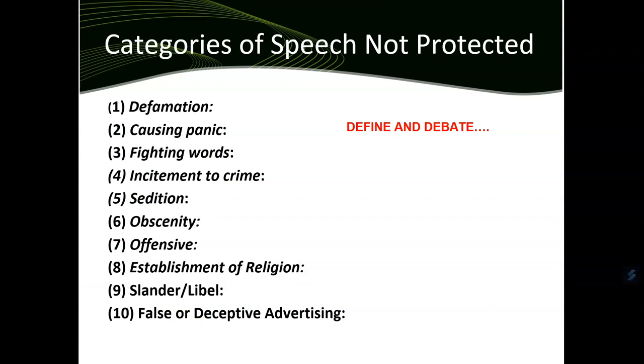Now, there are 10 categories of speech that are not protected. Here's the list: defamation, causing panic, fighting words, incitement to crime, sedition, obscenity, offensive language, establishment of religion, slander and libel, and false or deceptive advertising. Slander is spoken; libel is written or typed. If you missed class, I gave some examples, and some are a little shocking, just to warn you, but it's in the context of looking at free speech. The question is: is it protected or not?